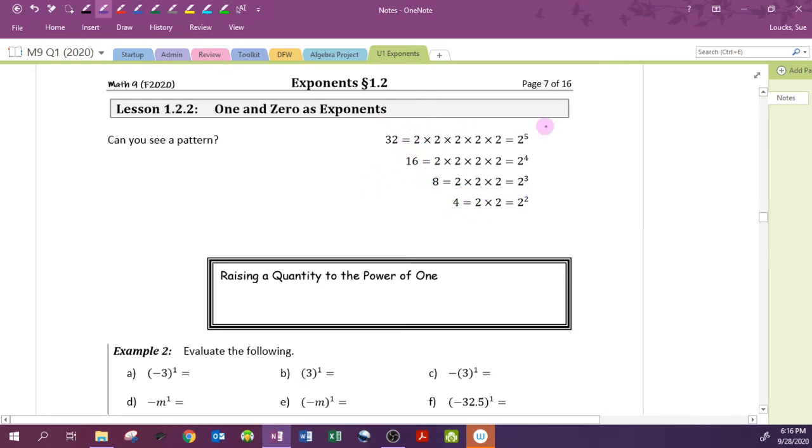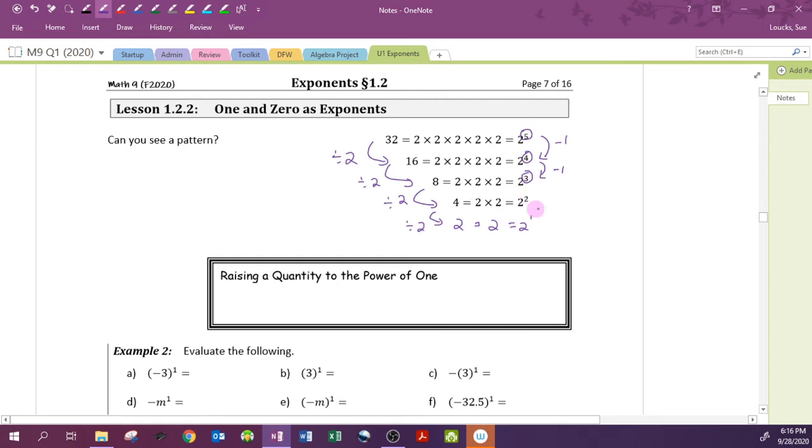Can you see that as the exponent is going down by 1 each time, that this over on this side is being divided by 2? Right? So what would we predict the next one would be? Well, I would have 2 to the 1, and this would just be 2. That one seemed pretty straightforward.